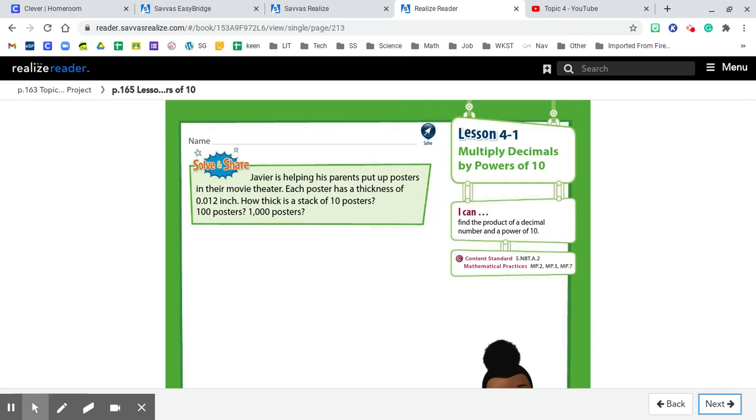Let's see how this works. Javier is helping his parents put up posters in their movie theater. Each poster has a thickness of 12 thousandths of an inch. How thick is a stack of 10 posters, 100, and 1,000 posters?